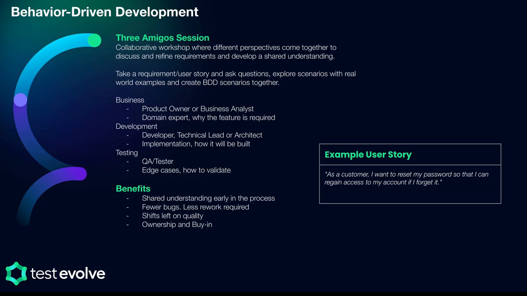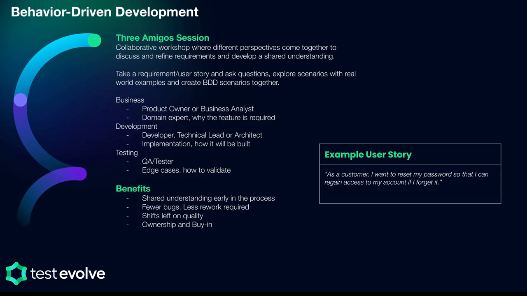So someone from the development team, this could be an actual developer who's going to be working on the feature. It could be a technical lead or architect. But they'll be thinking about how it will be built, so technically what is the information they need in order to get it developed. And there needs to be a member of the testing team there. So it could be just a QA, a senior QA, junior QA, whoever's going to be testing the actual feature.